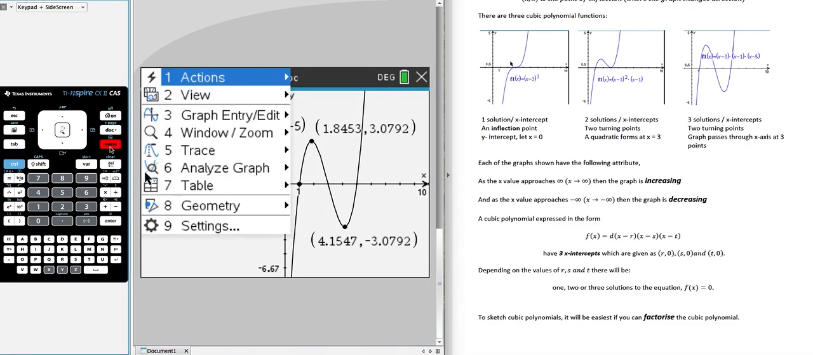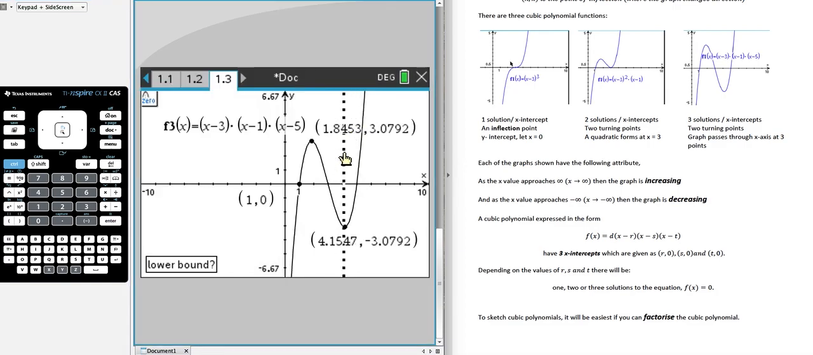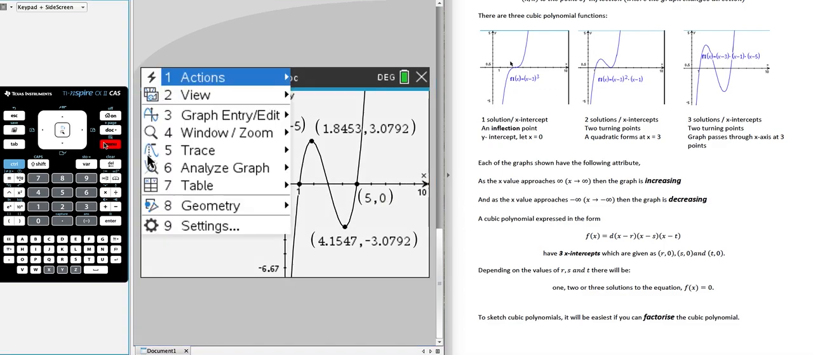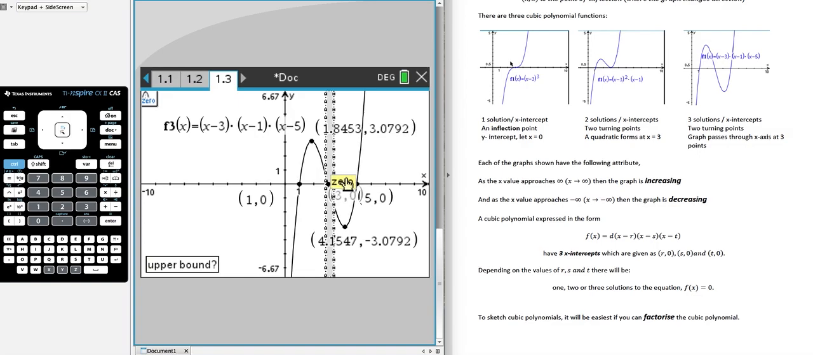Same with if we do analyze graph and zero, we can find the x-intercepts. Analyze graph, zero, and there are my 3 x-intercepts. But I already knew that because I factorized it. It's already in the linear factors, so I already knew where the factorized points are.